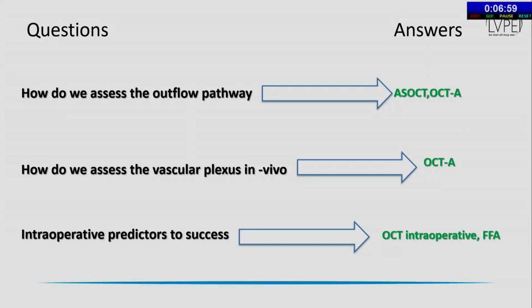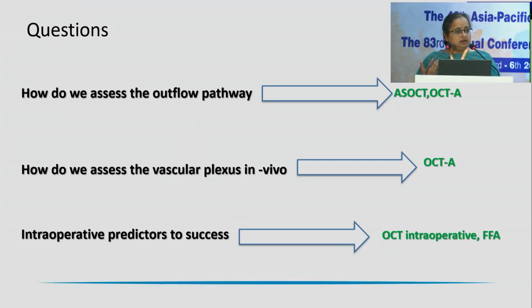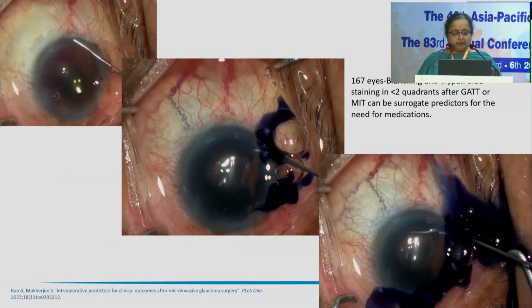We can do that with handheld AS-OCT or OCT angiography. How do we assess the vascular plexus? I showed the slides of the drainage of aqueous into the episcleral veins. So how do we assess that? We can use OCT angio. We can't use FFA in India. I think we don't have microscopes with the filters to do intraop FFAs. Intraoperatively, we only have OCT angiography, or we can use intraoperative AS-OCT to find out what level we are incising and what is happening.